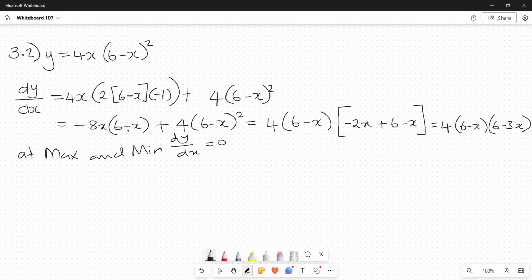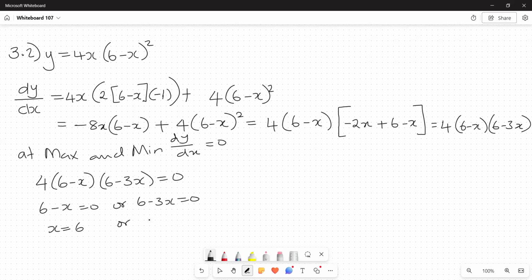And we can see that 4 is a common factor and 6 minus x is also a common factor. Then if we factorize, we're left with minus 2x. And here we have 6 minus x. Simplifying this, this is what? Okay. So we have 4 and 6 minus x, 6 minus 3x is equal to 0. And this means that 6 minus x is 0, or 6 minus 3x is 0. So x is equal to 6, or x is equal to 2.